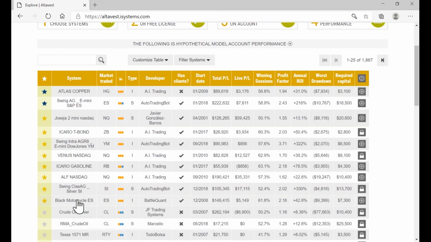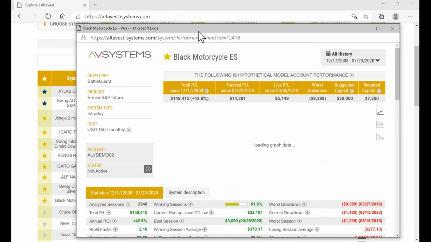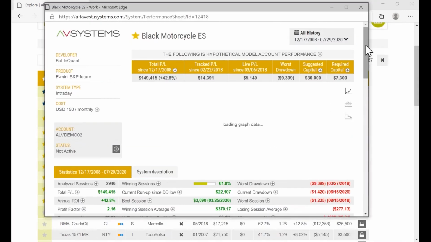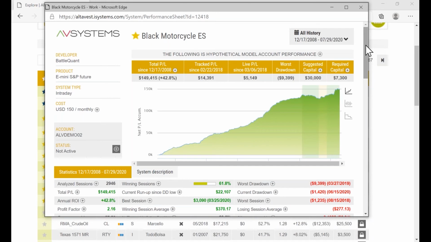So let's drill down and look at this system a little more closely. And this is what it would look like for any system. Each one of the systems has its own profile or tear sheet, as they might call it. So you can see the name of the developer. The product is the E-mini S&P 500. It's intraday, so it means it's in and out on the same day, always out by the close. It costs $150 a month, and that comes directly out of your trading account, and that goes to the developer, the person or company that developed this trading system.